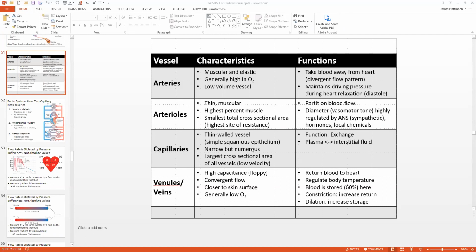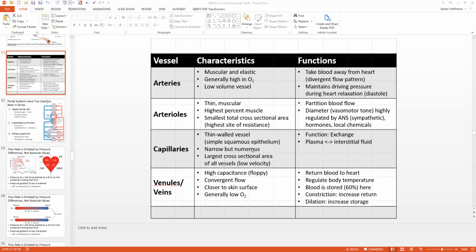And venules and veins, a couple things about those. They're said to have a high capacitance. It means they have a high capacity to store things. And that's because they're very floppy. They have convergent flow. So eventually all your blood vessels go back, in terms of most of your body, to either the superior or inferior vena cava that leads back to the heart, right? So those are the largest veins. And so everything converges onto those.